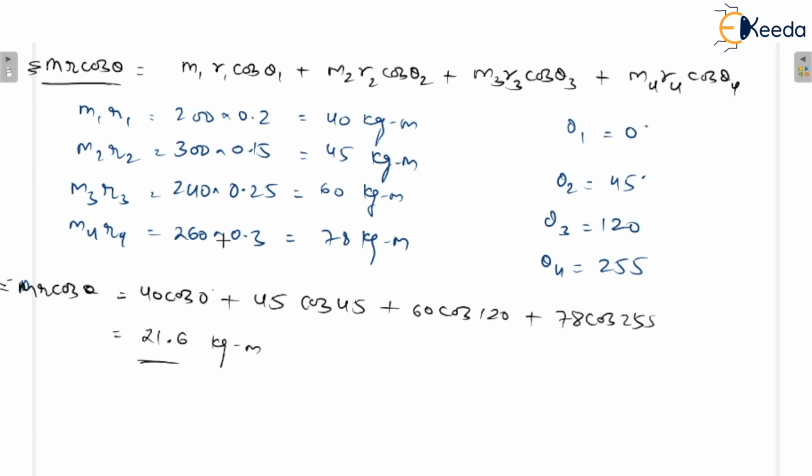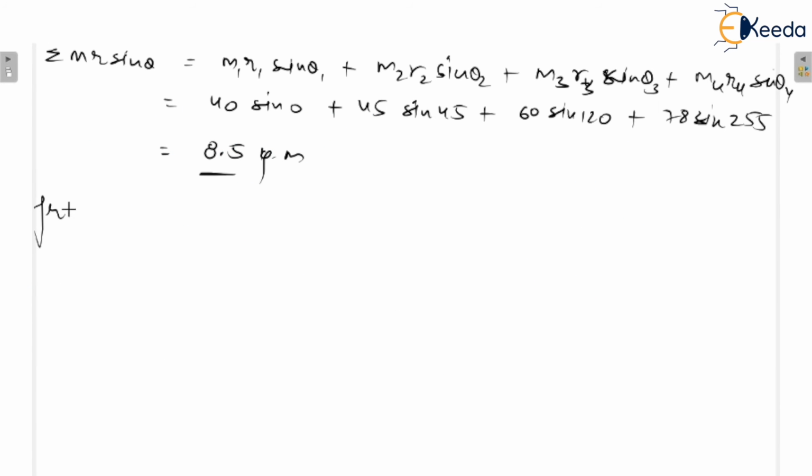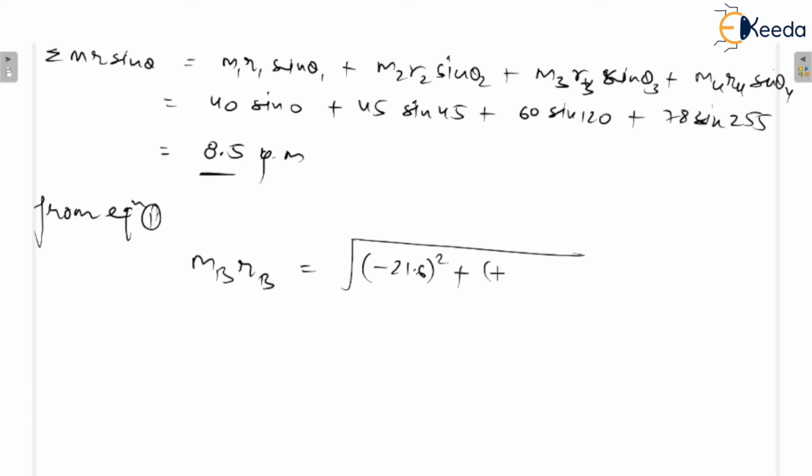We just have to put values in the equation number 1. So from the equation number 1, MdRB is equal to under root of minus 21.6 whole square plus minus 8.5 whole square. So when you solve this, you will get the value of MdRB is equal to 23.2 approximately. So it would be 23.2 kilogram into meter.